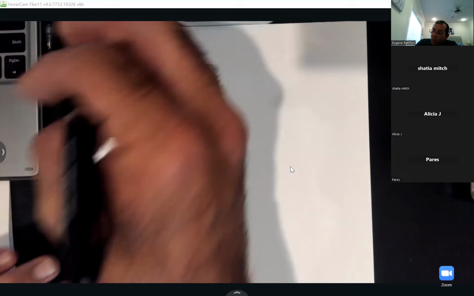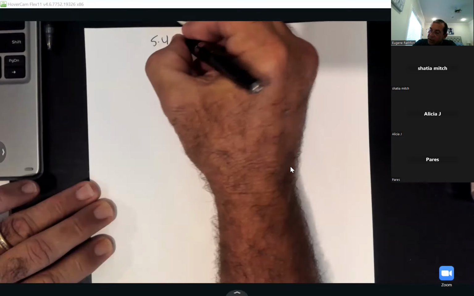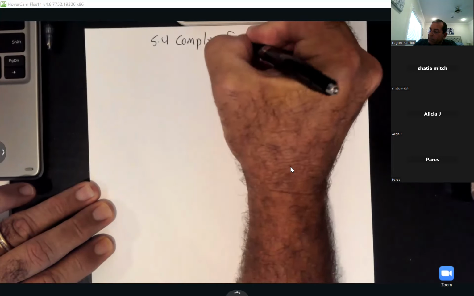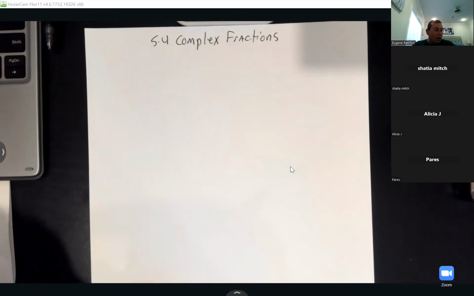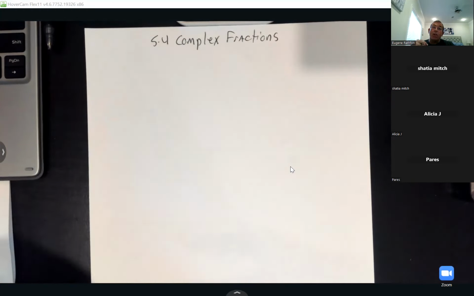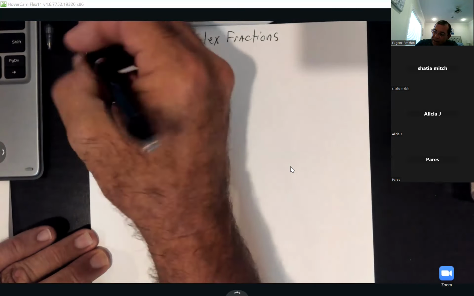All right, y'all. So 5.4 deals with what we call complex fractions. And y'all, a complex fraction is like a fraction that contains fractions in the numerator or denominator. So what we want to be able to do with these is simplify.